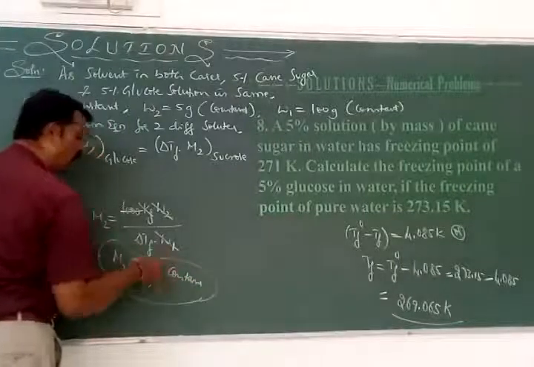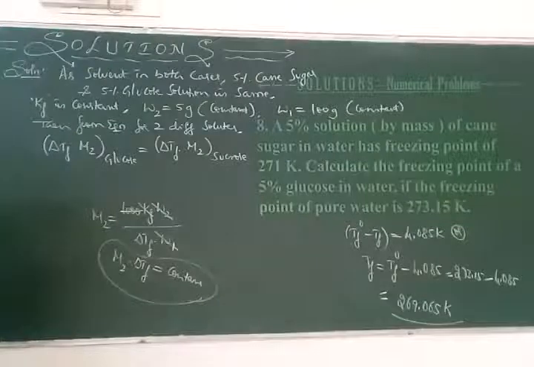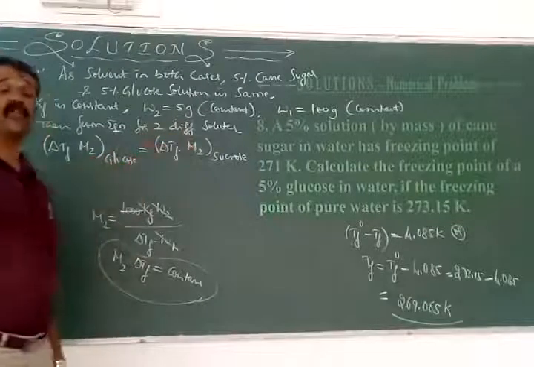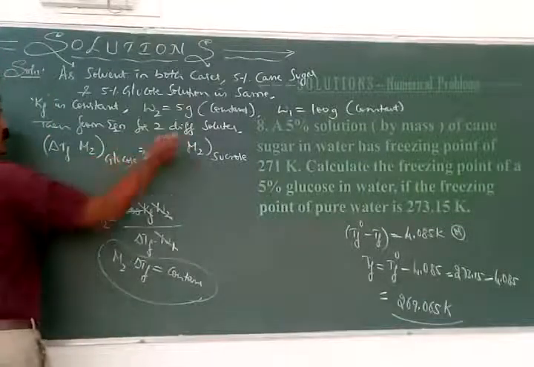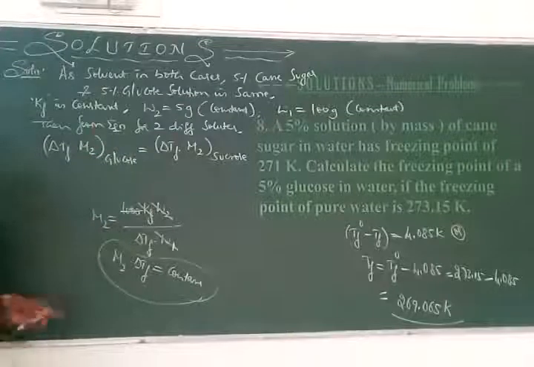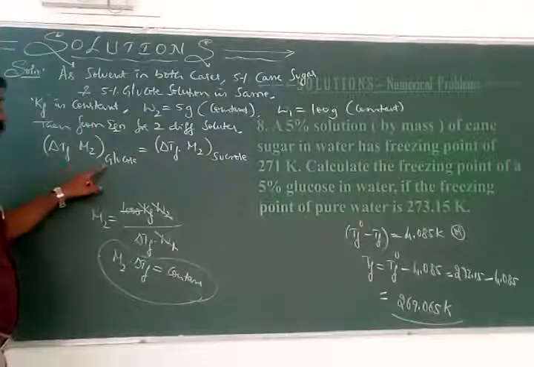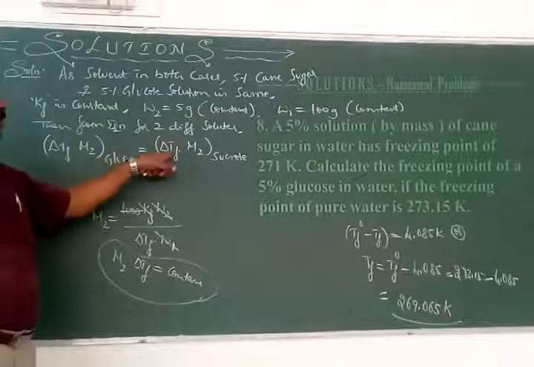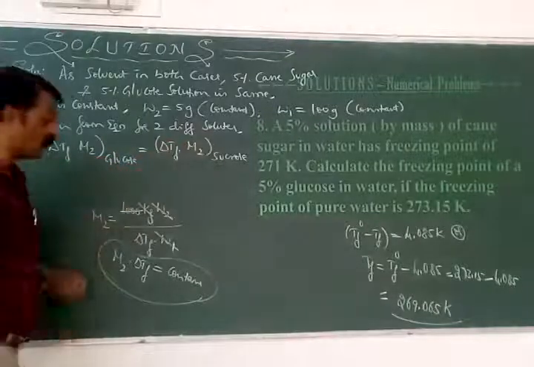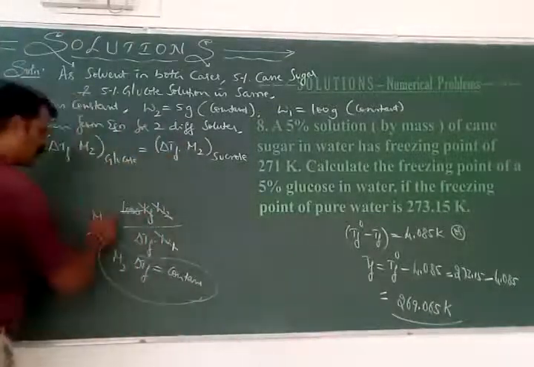M2 into delta Tf is equal to constant. Means for two different solutes, what are the two different solutions that I have chosen here? One is glucose, another is sucrose. Delta Tf into M2 of the glucose must be equal to delta Tf into M2 with respect to sucrose. Okay. So make this one very clear.